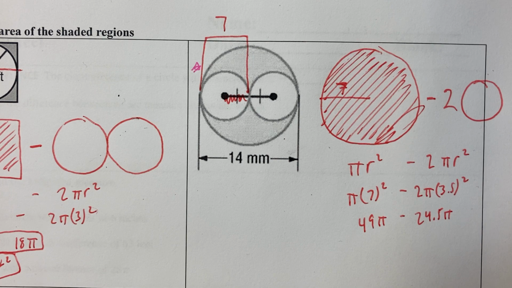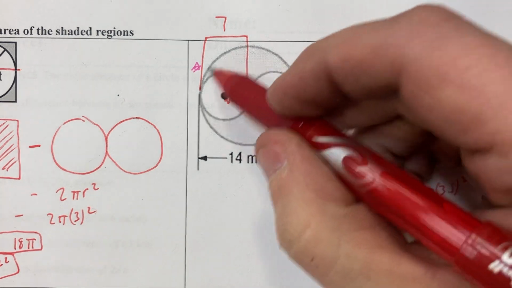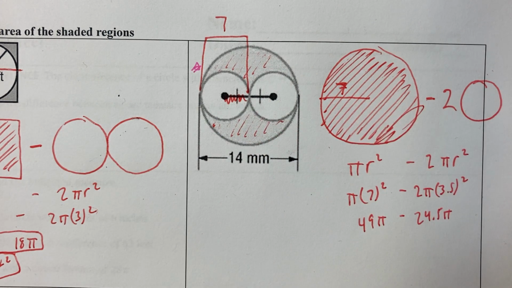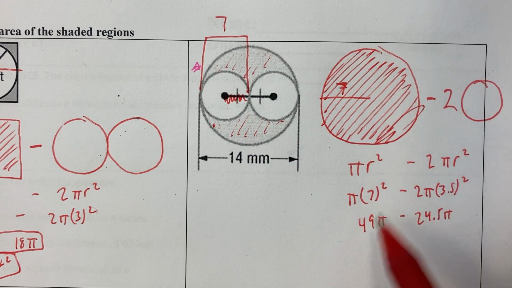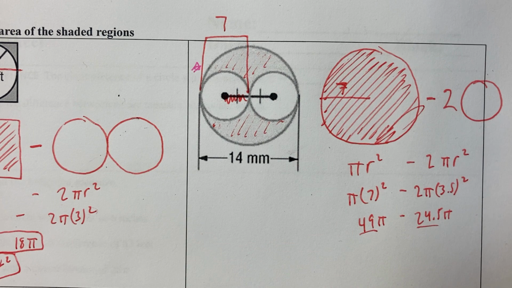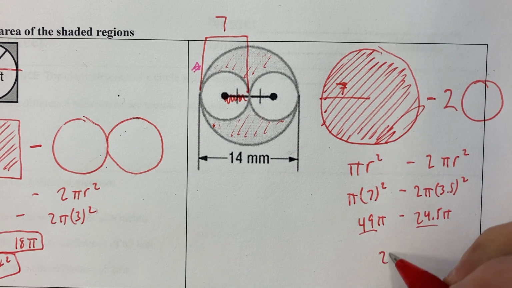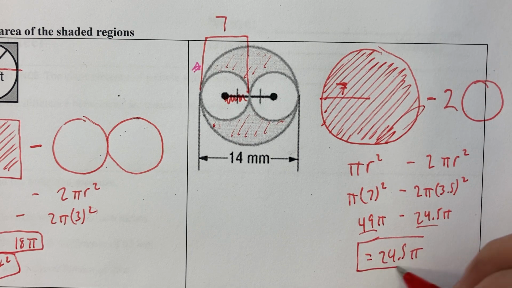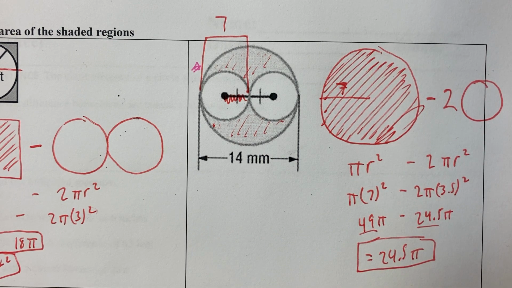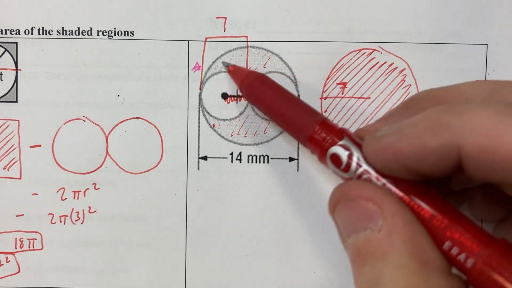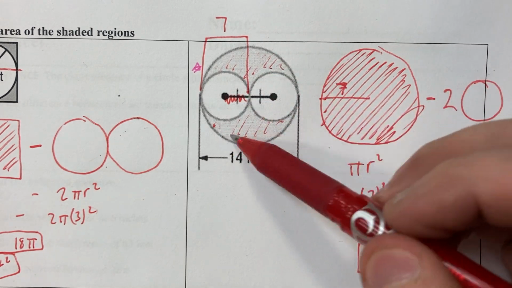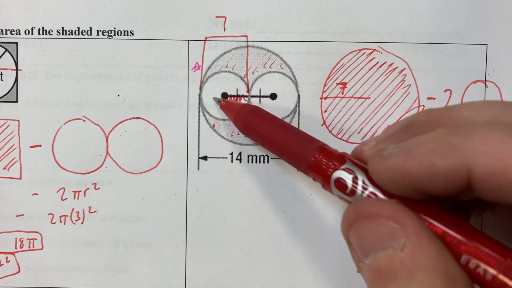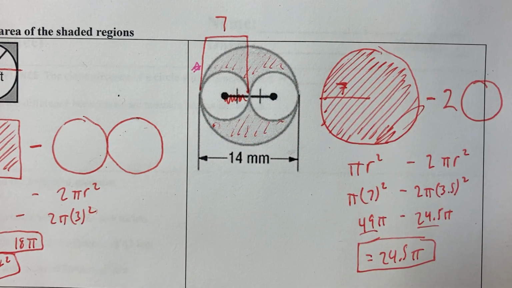Which gives us an interesting result. This shaded area is itself, if I subtract 49 minus 24.5, that's the answer, that's the exact answer. Which is interesting because it's just half of the total. This shaded part ends up just being half of the total area. These two circles in here account for half of that total area.